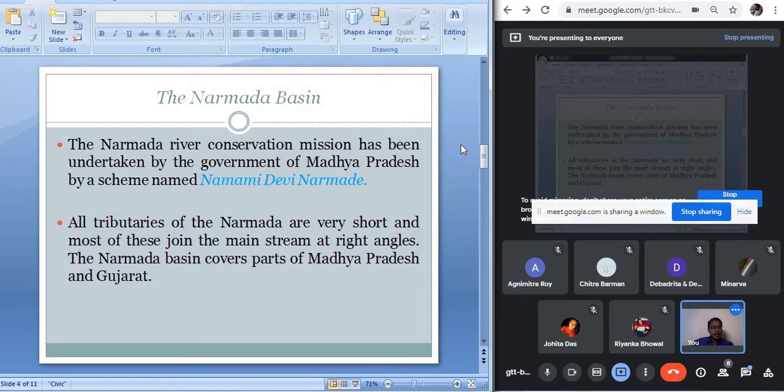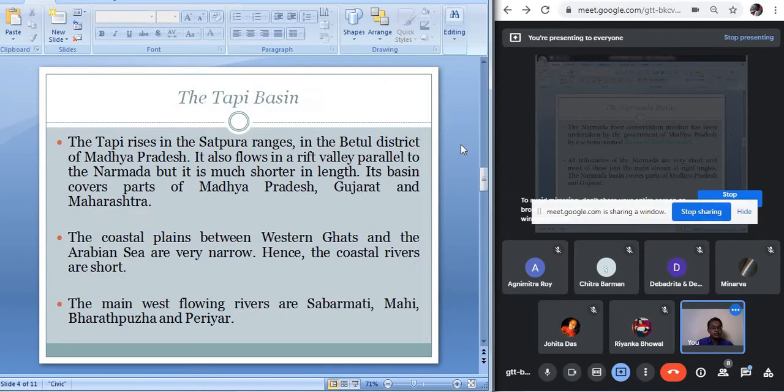The Narmada river is mainly joined by many tributaries, many short rivers, and these tributaries join the river Narmada at right angle. The drainage basin of the river Narmada can be found in the states of Madhya Pradesh and Gujarat. Whereas the Tapi river, which is shorter in length than the Narmada river, has its drainage basin in the states of Madhya Pradesh, Gujarat as well as Maharashtra.